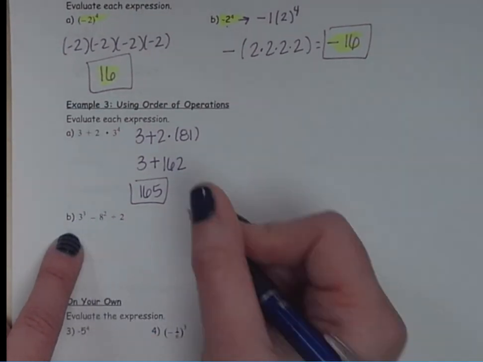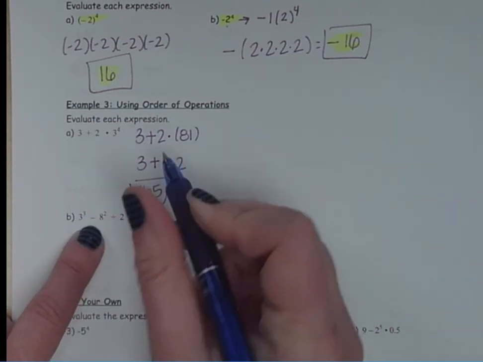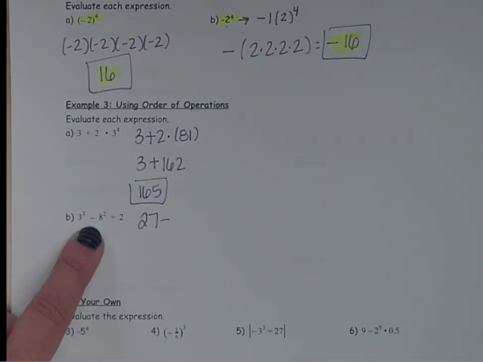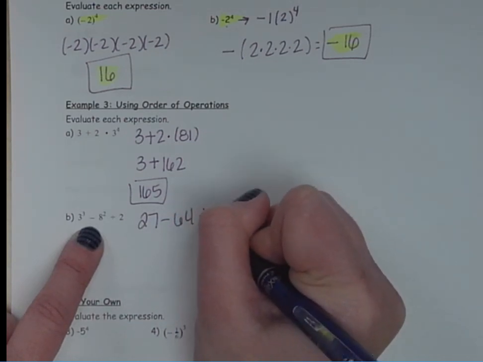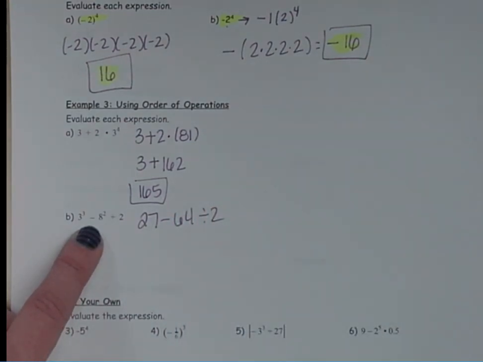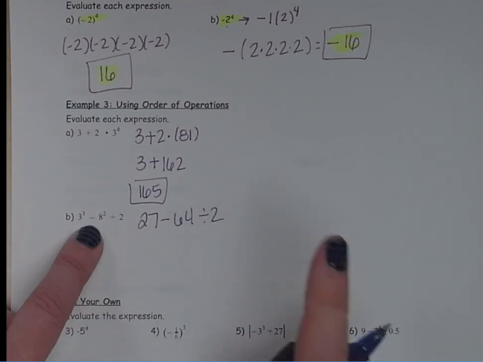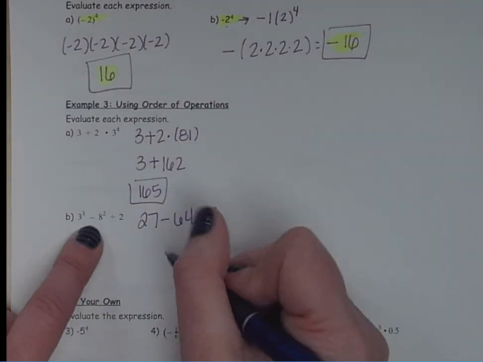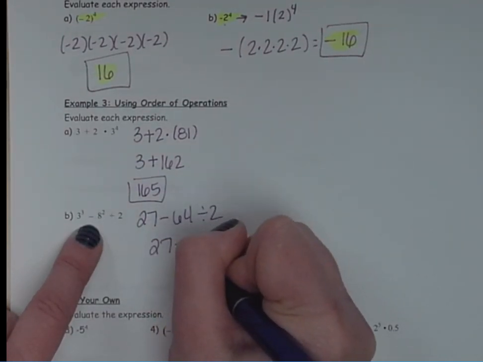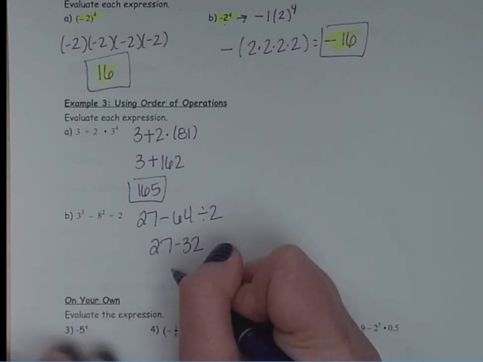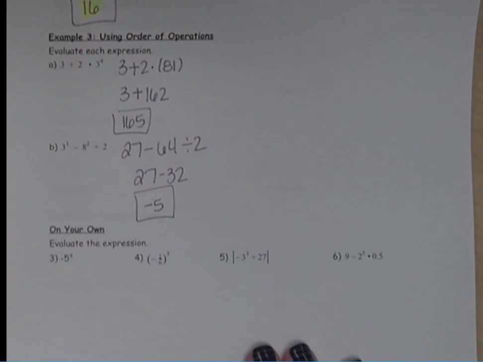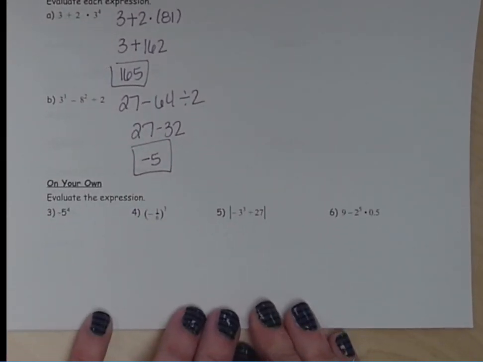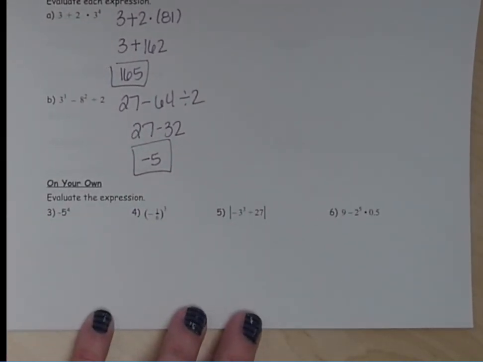Now, here I want to do exponents as well. So 3 times 3 times 3 is 27 minus 8 squared, which is 64, all divided by 2. Order of operations, what do we do first? Yeah, we're going to divide. So I have 27 minus 32, which gives me negative 5. All right, go ahead and do on your own 3, 4, 5, and 6. Hit pause and play when you're done.